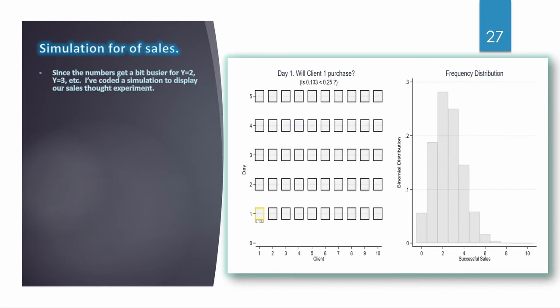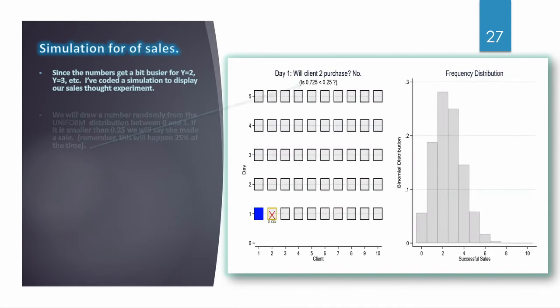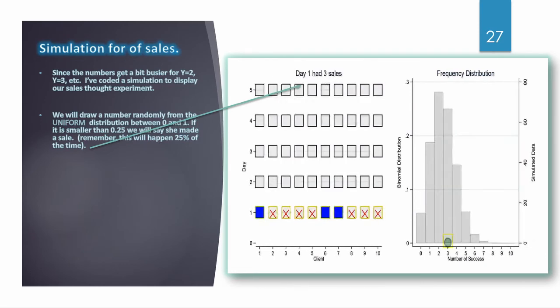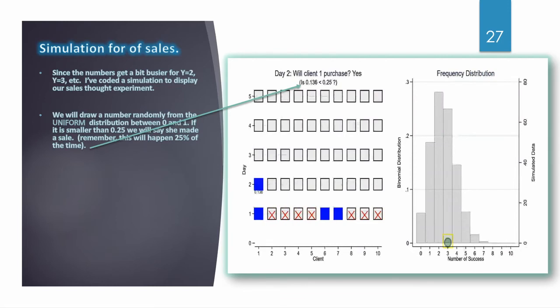And so to give you the intuition for this, I'm going to show you a simple simulation here. And the way we're going to think about simulating this is we've said that our salesperson has a 25% chance of making a successful sale. And so I'm going to draw a number randomly from the uniform distribution between 0 and 1. And if that number is less than 0.25, we're going to credit her with a sale.